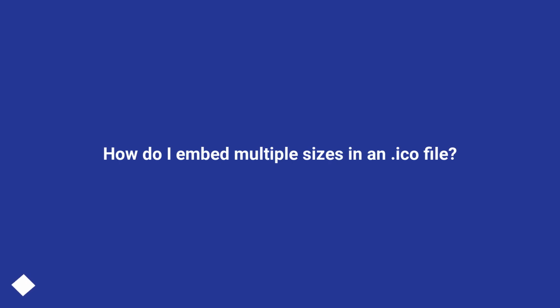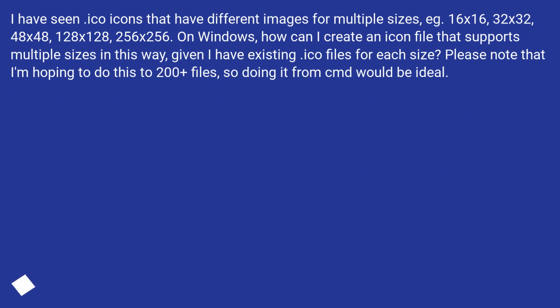How do I embed multiple sizes in an ICO file? I have seen ICO icons that have different images for multiple sizes, e.g. 16x16, 32x32, 48x48, 128x128, 256x256. On Windows, how can I create an icon file that supports multiple sizes in this way, given I have existing ICO files for each size? Please note that I'm hoping to do this to 200 plus files, so doing it from CMD would be ideal.